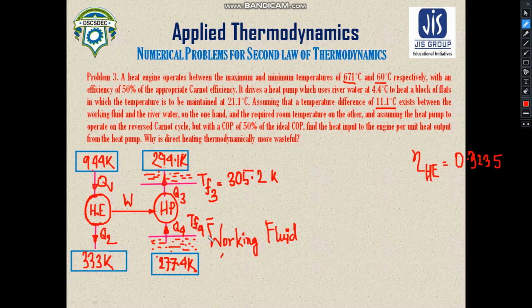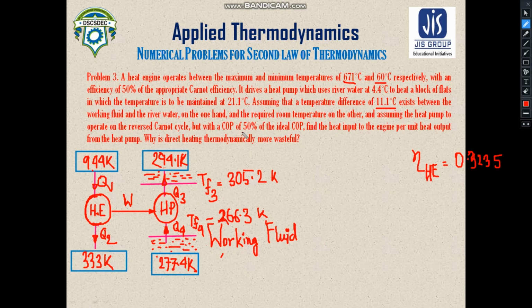So here, this TF4, that means the temperature of the working fluid, upon which the COP of the heat pump depends, would be found as 266.3 Kelvin. How can we find it? We are just subtracting this 11.1 from this one. Okay, now the question is, you need to find the COP of this heat pump for the ideal condition as well as for the actual condition.